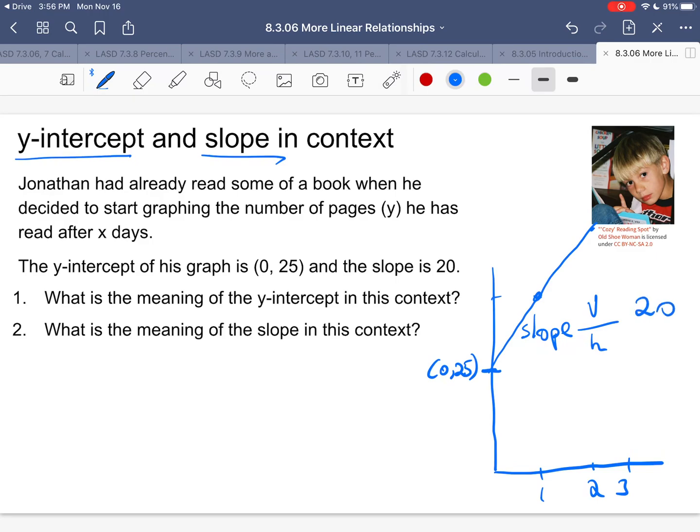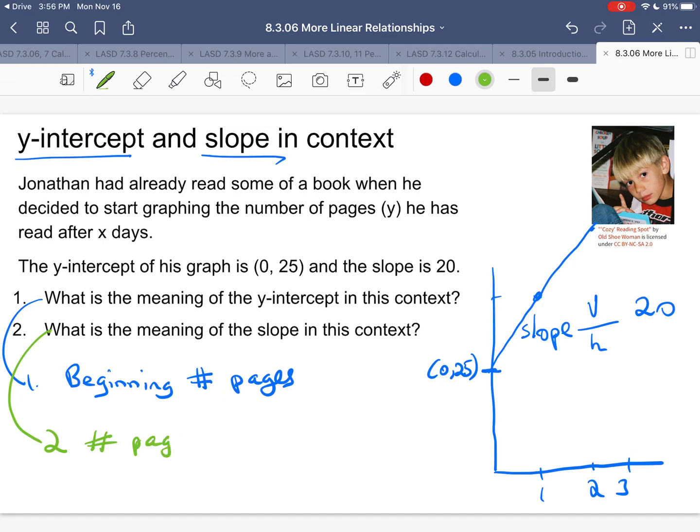So the y-intercept 0, 25, question 1 here, means the beginning number of pages. And then the slope, number 2, means the number of pages per day that he's reading now.